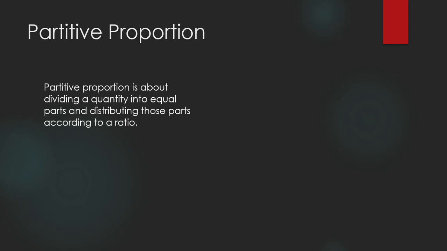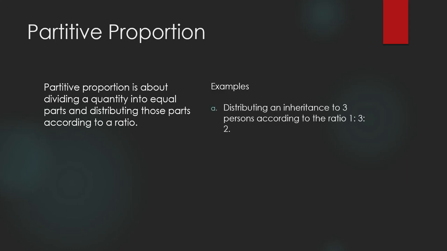Partitive proportion is about dividing a quantity into equal parts and distributing those parts according to a ratio. We already did this when I spoke about the topic of ratio, but we shall do it again. Examples. Distributing an inheritance to 3 persons according to the ratio 1:3:2.